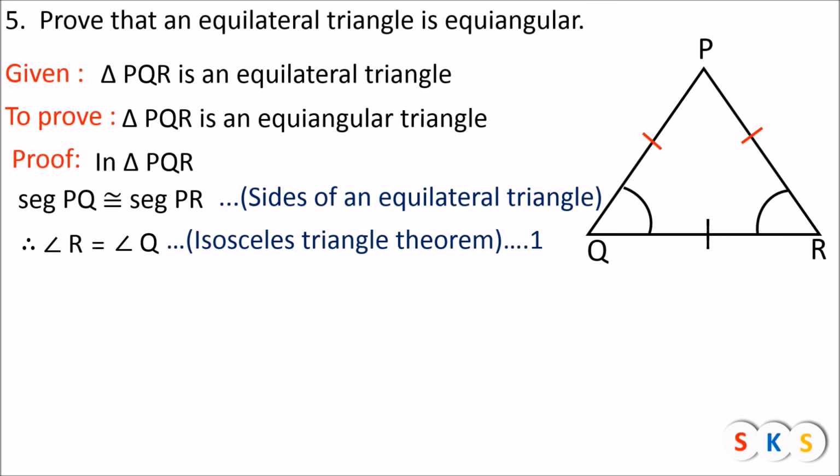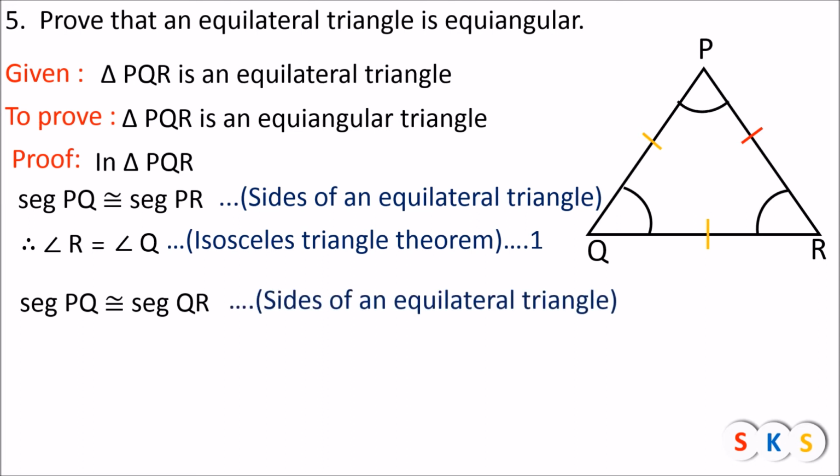Similarly, you can see in this figure, side PQ is congruent to side QR. Seg PQ is congruent to seg QR because they are sides of an equilateral triangle. So the angles opposite to side PQ and side QR will be equal. Can you see the angles opposite to sides PQ and QR? Angle P and angle R, correct? So angle R is congruent to angle P according to the isosceles triangle theorem, and that is equation number 2.